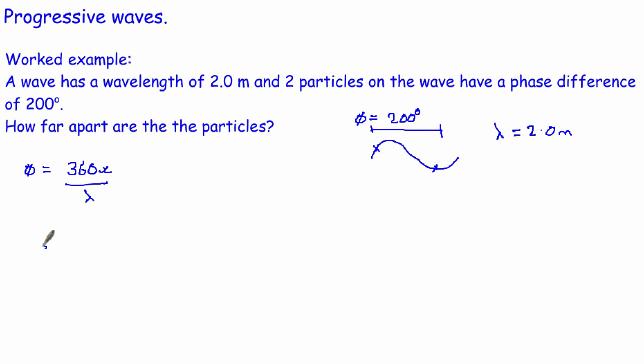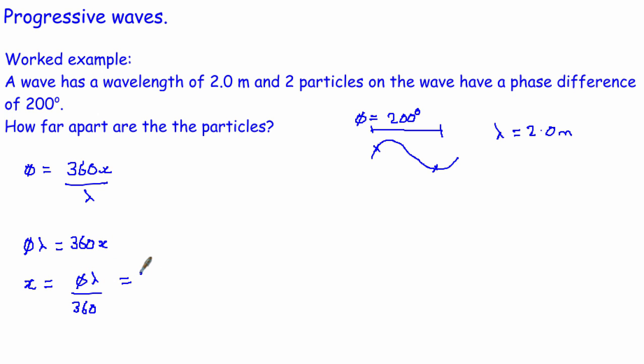So I can rearrange this equation. If I multiply by lambda, I get the phase difference times lambda is equal to 360 times the distance. And now if I divide both sides by 360 and just swap sides around, I get x is equal to phase difference times the wavelength over 360, like that. So now I've got an equation that I can use because I know these two numbers.